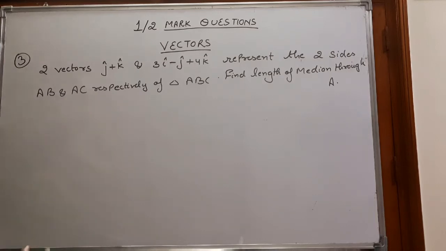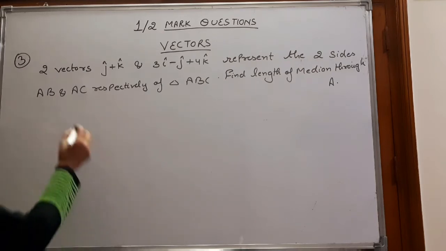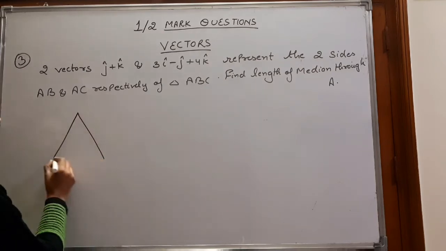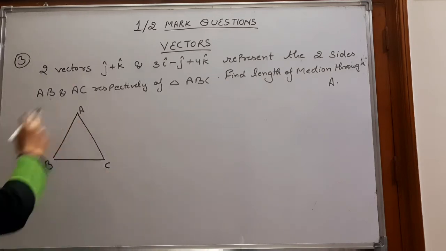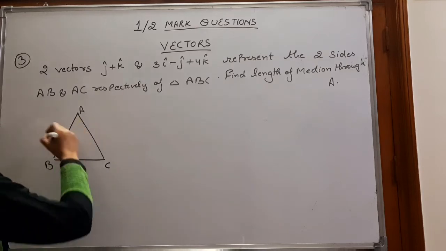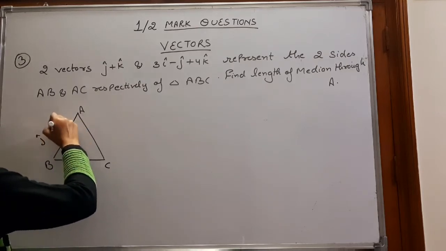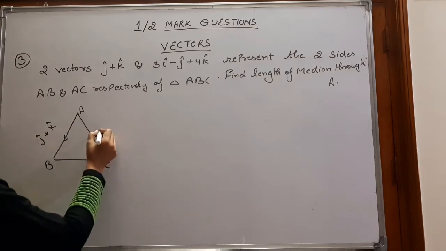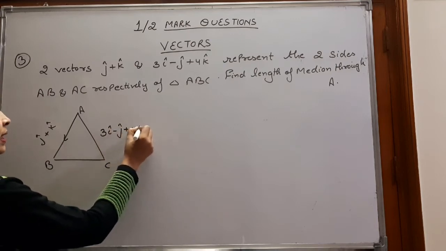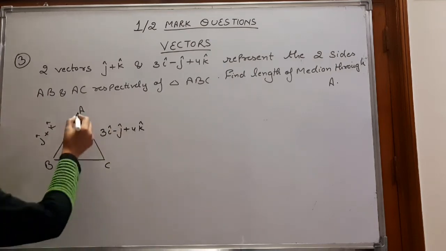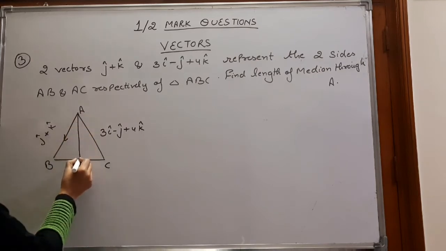Children, a slightly different but very important question. Two vectors j cap plus k cap and 3i cap minus j cap plus 4k cap represent the two sides AB and AC respectively of triangle ABC. We have a triangle ABC. Vector AB is j cap plus k cap and vector AC is 3i cap minus j cap plus 4k cap. A median is drawn from the point A.